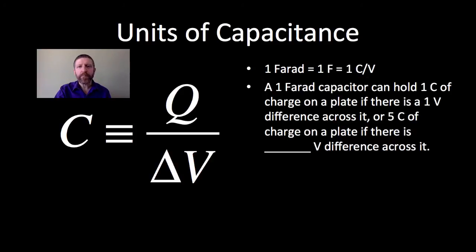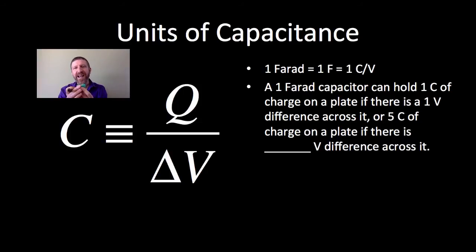So for example, my 1 farad capacitor right here can hold 1 coulomb of charge on a plate if there's a 1 volt difference across it. Or 5 coulombs, it can hold 5 coulombs on one plate if there's how much difference across it? How much voltage would I have to put from there to there using batteries or my Genicon generator? How much voltage would I have to put across this to hold 5 coulombs on one plate?